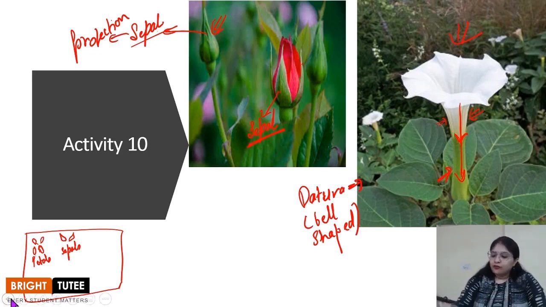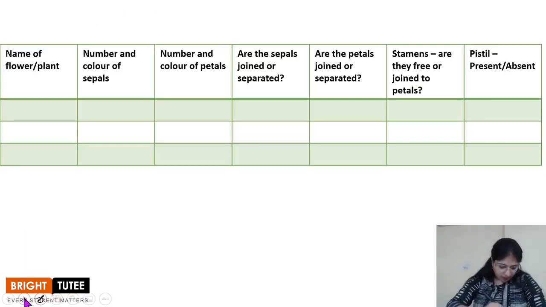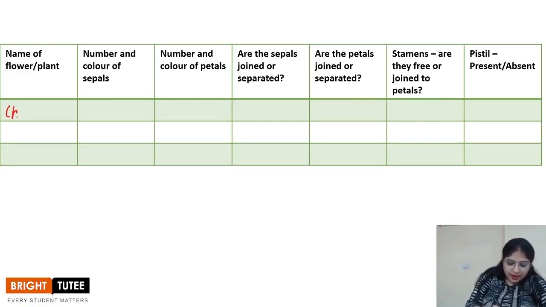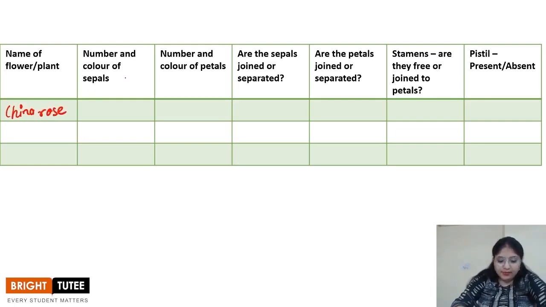Now, once you have understood about the petals and sepals, let's make a table like this. We are going to observe these flowers and note down our observations. First of all, let's take an example, and over here we can write down China rose, right? And then the number and color of sepals. So you can count how many sepals there are. Usually in China rose you will find there are five sepals and the color is green, right?